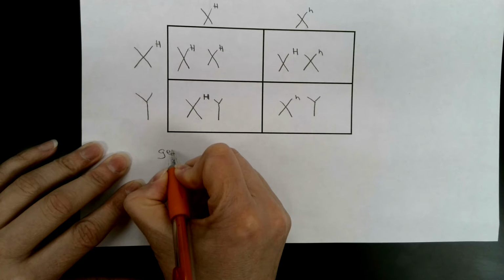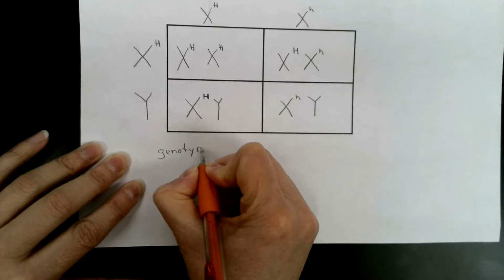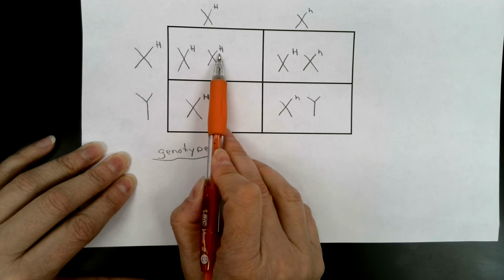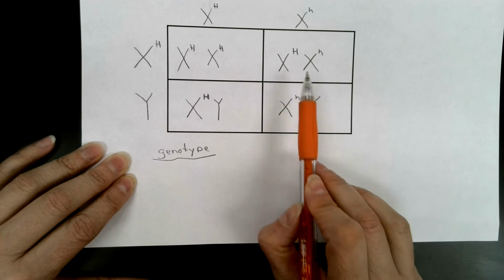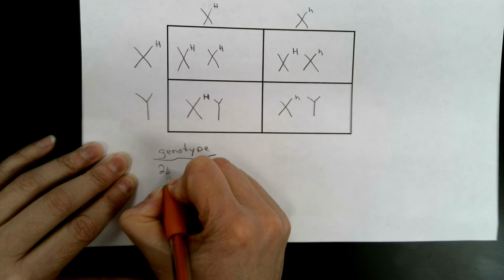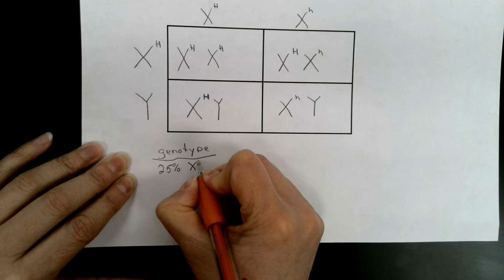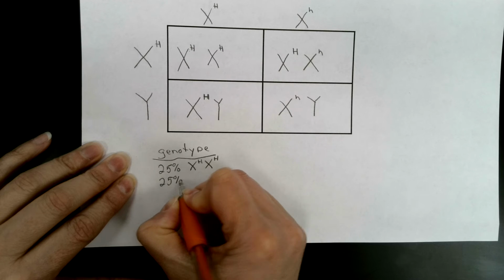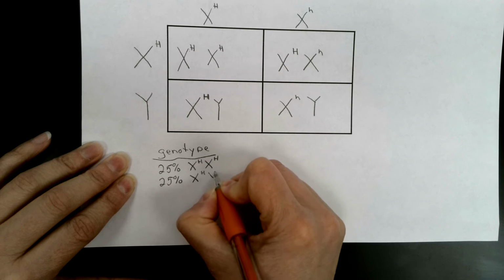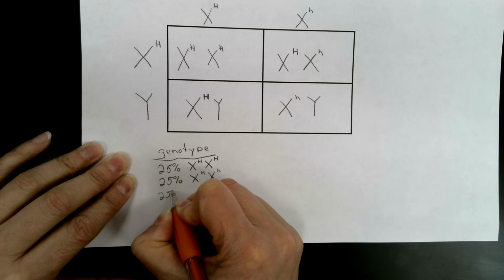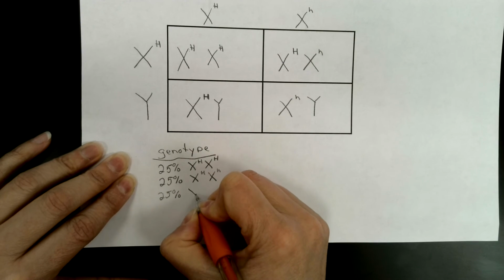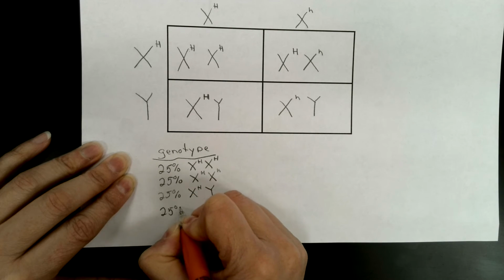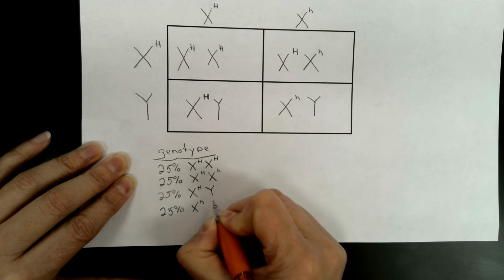So what is the possible genotype? What gene combinations could my offspring have? So I have XX with two capital letters. No, that's not the same, that's not the same, and that's not the same. So I have 25% X capital H, X capital H. And I'm going to do the same thing for the other ones. Because I've done this enough times, I don't really have to refer back to my Punnett square, but you will have to. And if you don't, that's great, but definitely use it. That's why we do it.